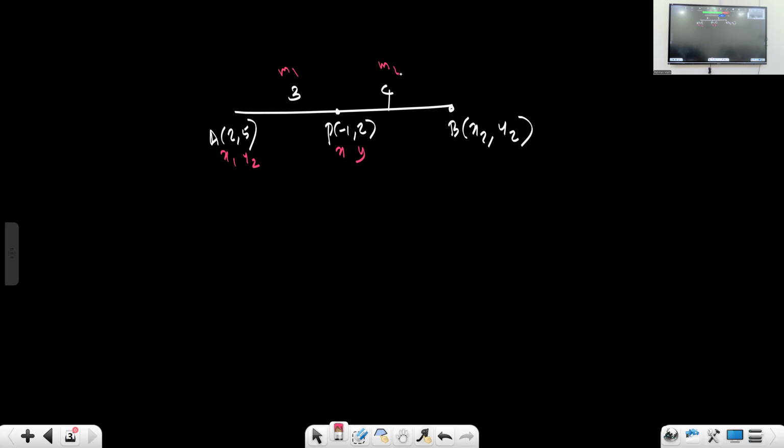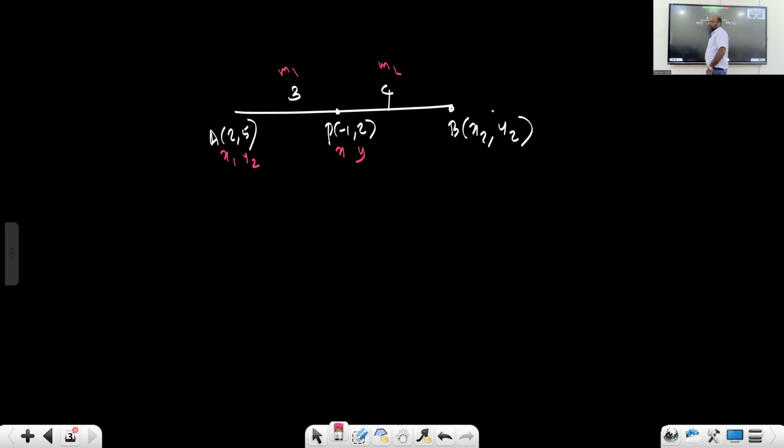When you're copying, write it perfectly. P (-1, 2). Given that P (-1, 2) divides. Which question number? Where is your worksheet? Is the worksheet with you? Listen here, second question. Given that P (-1, 2) divides.